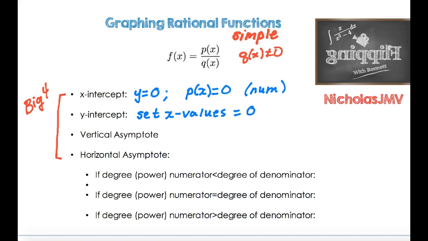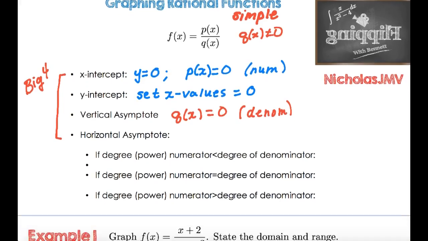Okay? The third one is the vertical asymptote, and when we did reciprocal functions, we talked a lot about these last two. A vertical asymptote happens when your denominator equals 0. So it's a little bit different than the x-intercept. For the x-intercept, your numerator is equal to 0. For the vertical asymptote, your denominator is equal to 0. Lastly, the horizontal asymptote.